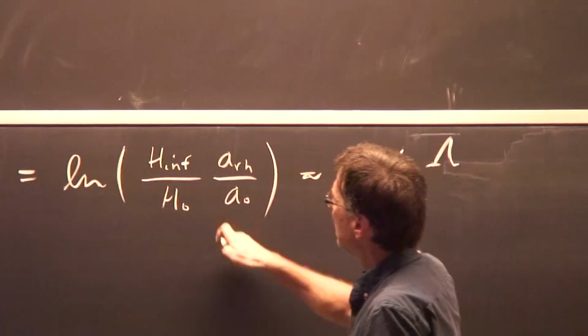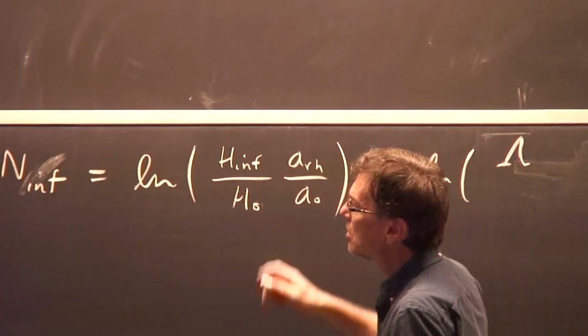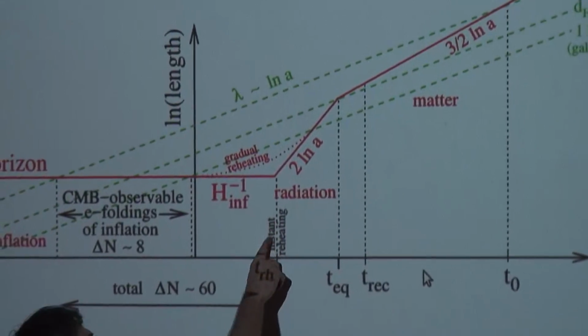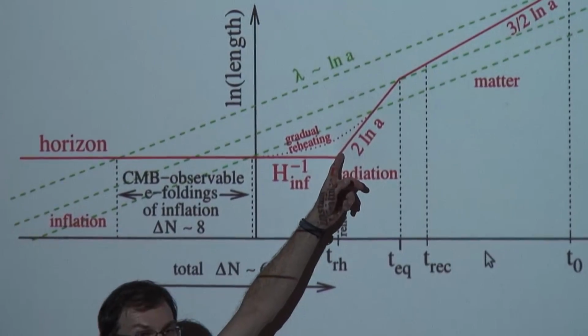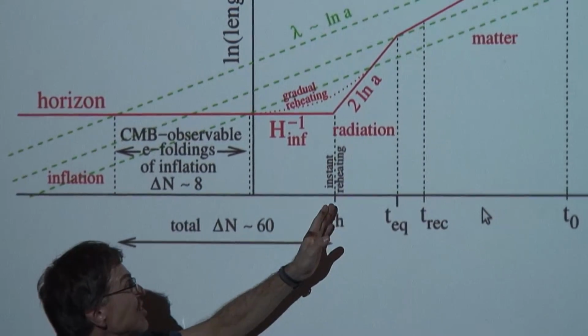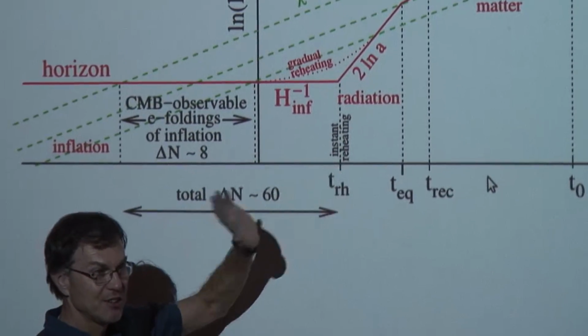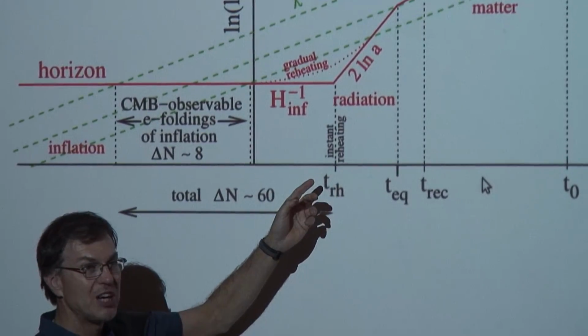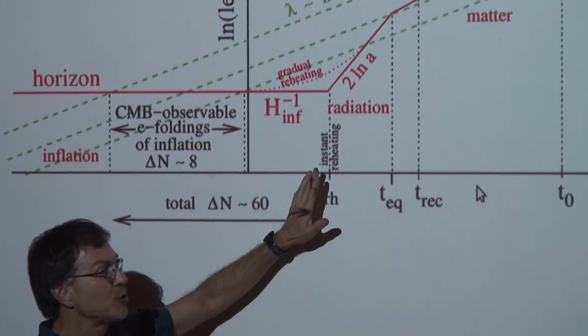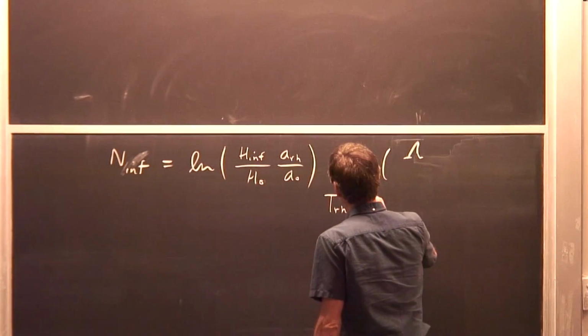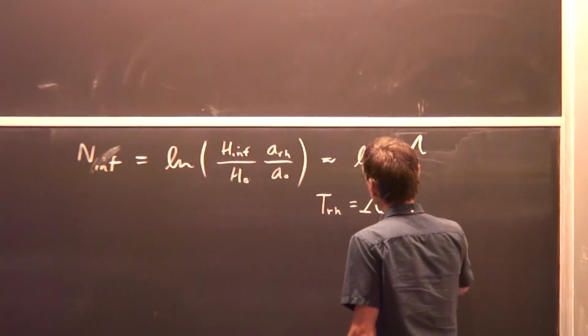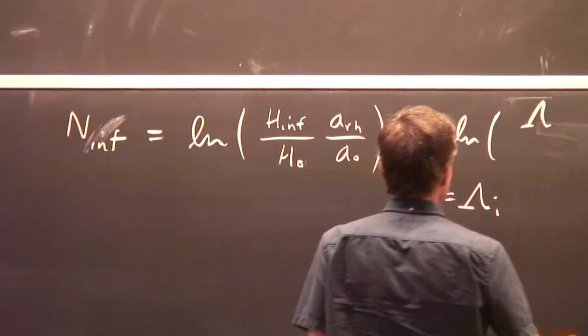And the other thing that I have to do to be consistent with this picture, you see, I made an assumption here that inflation ended instantaneously and went into radiation domination. So that means that reheating was instant, is as efficient as possible, and therefore the reheat temperature would be equal to the scale of inflation. So I'm setting T reheat equal to the energy scale of inflation when I do this.